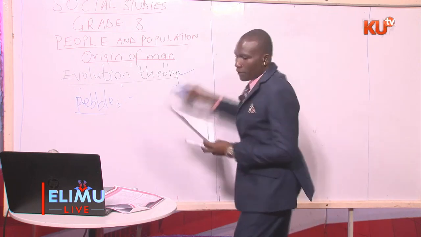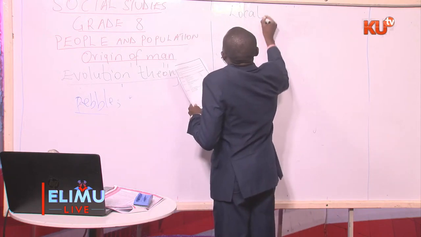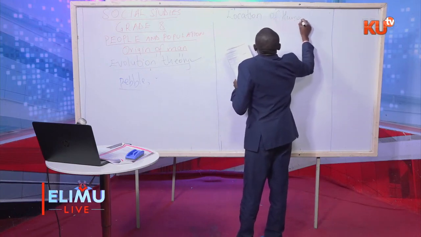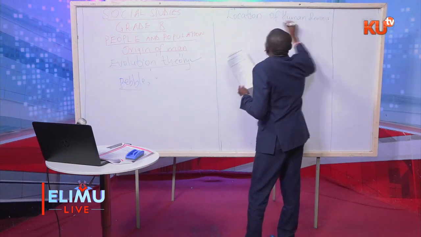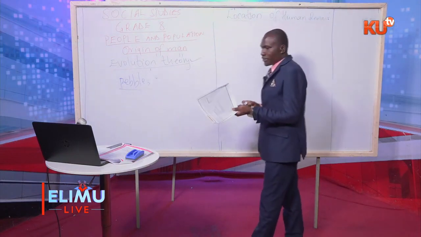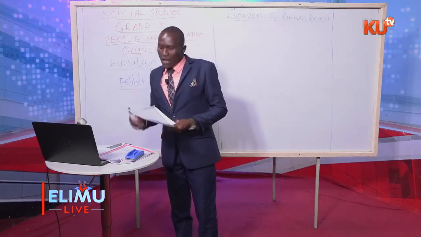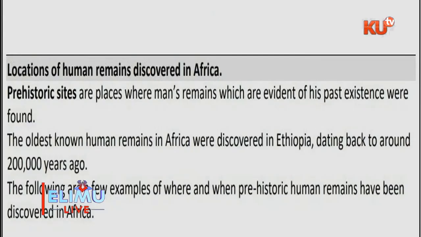The location of human remains. Where were they found? And remember, these human remains are what we call fossils. Where were they found in Africa? So it is important for you, one, to know the place where they were found, and two, to locate these places on the map of Africa.